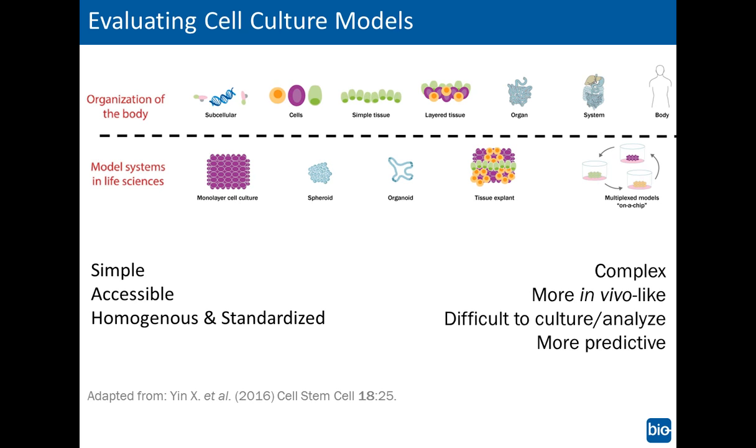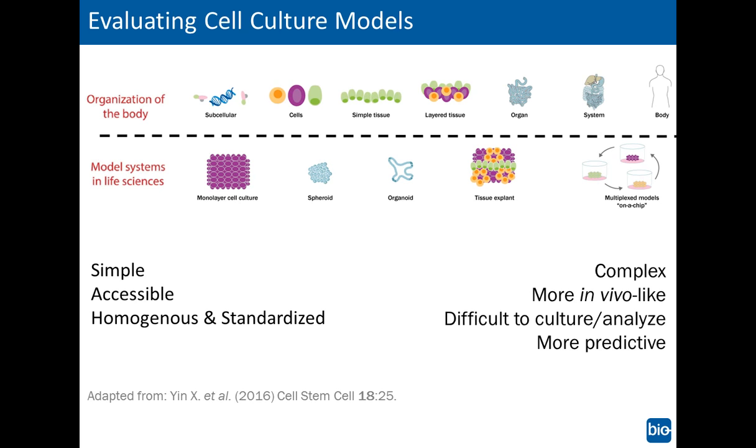And we can generalize the spectrum here of the model systems for the models on the left being more simple, with the benefits of being more accessible and more homogeneous and standardized, which are really important factors for decreasing variability when you're starting to work in high throughput systems. However, the predictability of these models has come into question as of late. And then as you move over to the right side of the model system spectrum here, the models are getting more complex. They're looking more like in vivo-like systems, and therefore are thought to be more predictive in their assessment of how drugs may interact with the tissue.